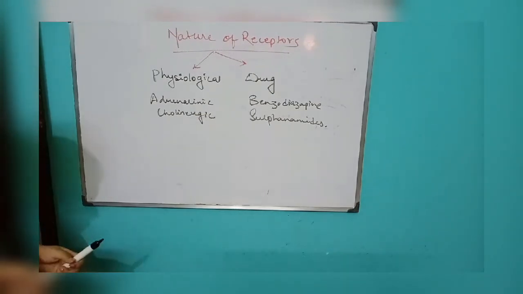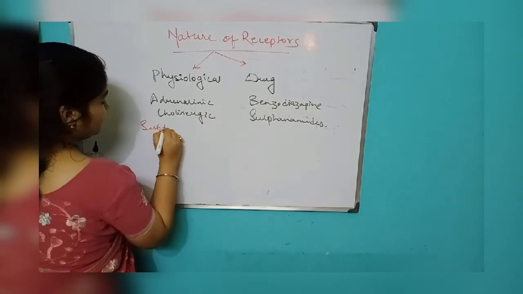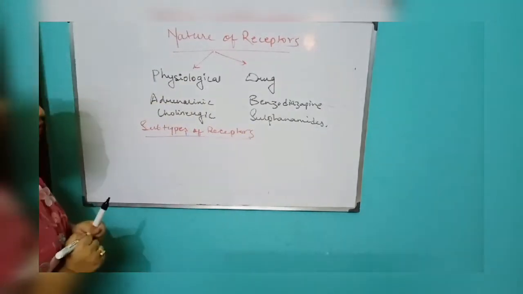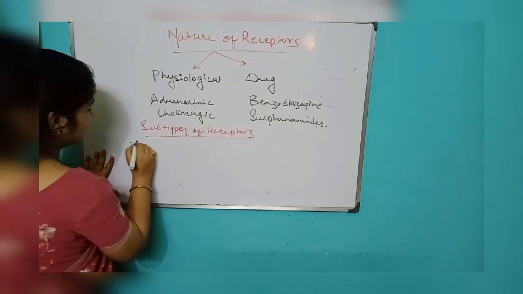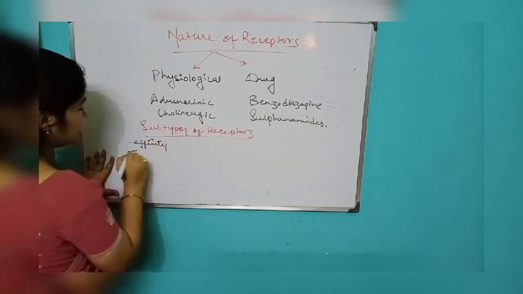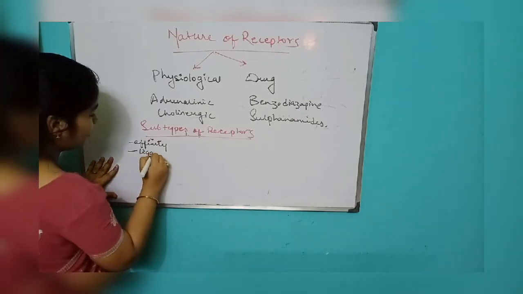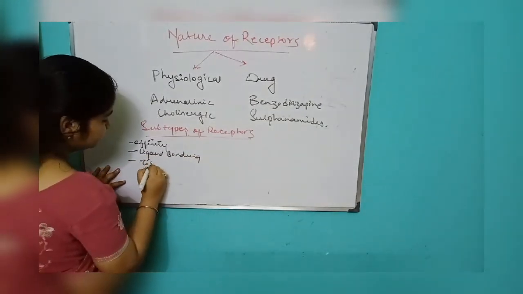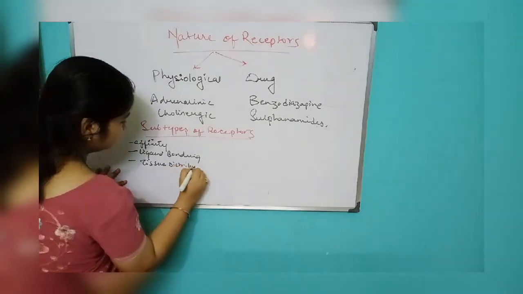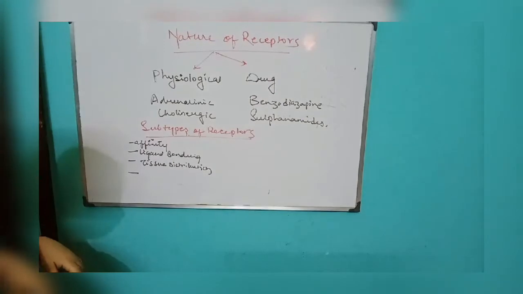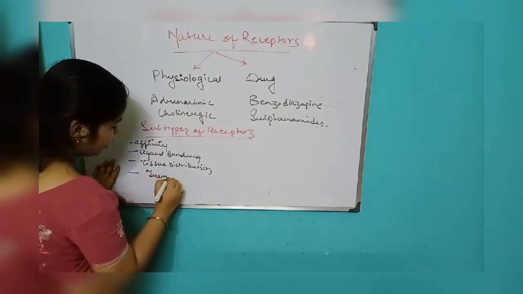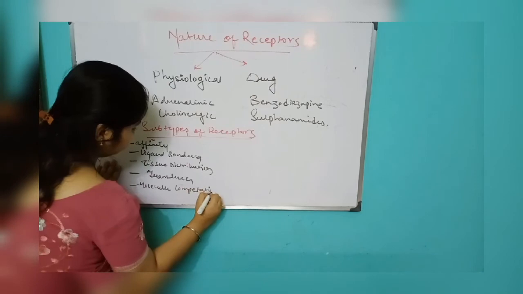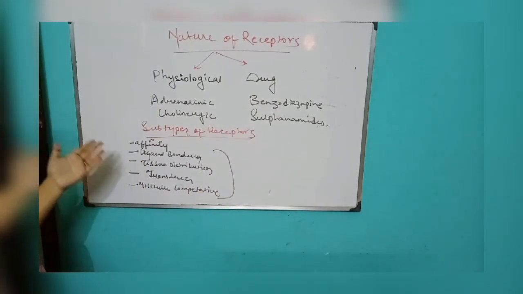Now come to your subtypes of receptors. Subtypes of receptors differ in affinity, ligand binding, third is your tissue distribution, and fourth is your transducer molecule. So these are the different things which come in the subtypes.